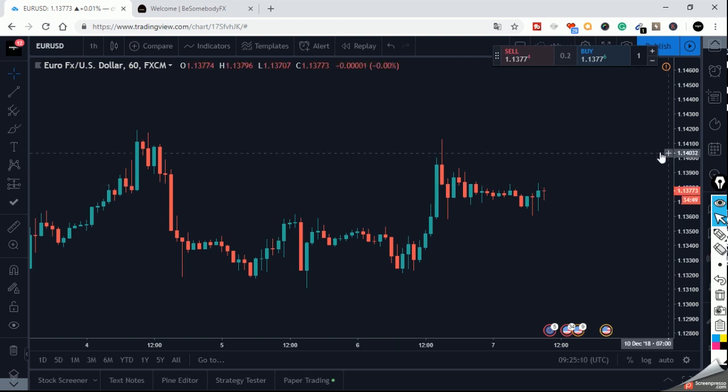Why am I sharing this strategy? First of all, because I don't care about it anymore. I don't trade manually anymore. I have my expert advisors doing the work for me. But I'm sharing this strategy with the community. I'm going to share this on Forex Factory as well. I'm going to make a thread on Forex Factory as well.